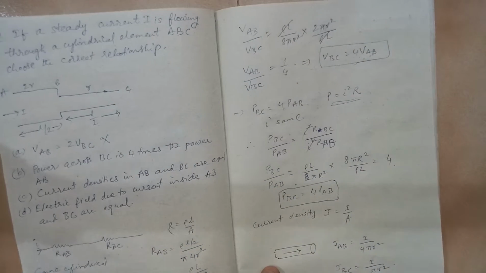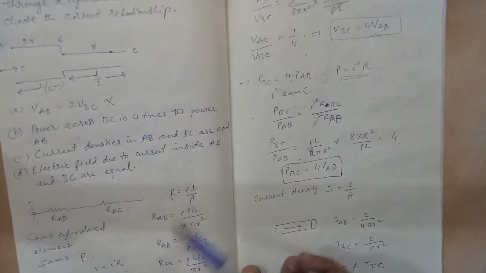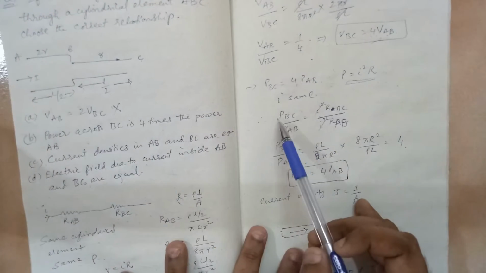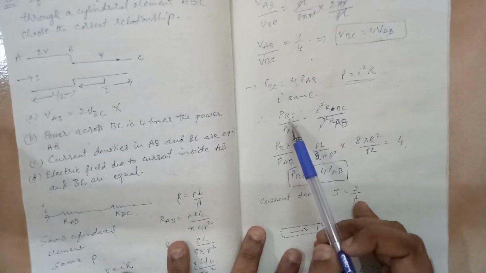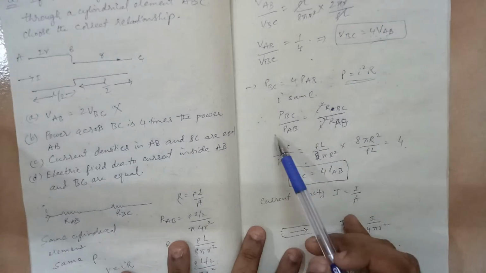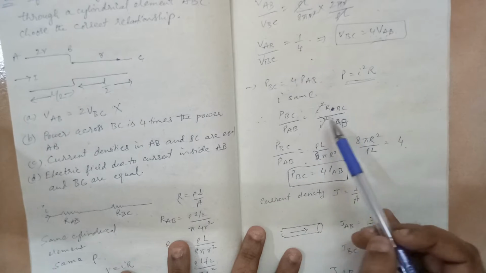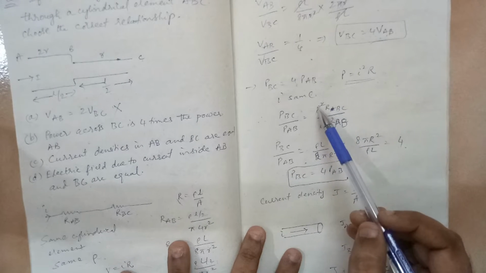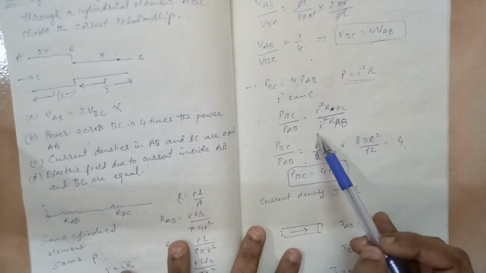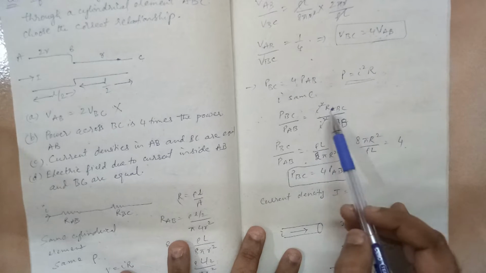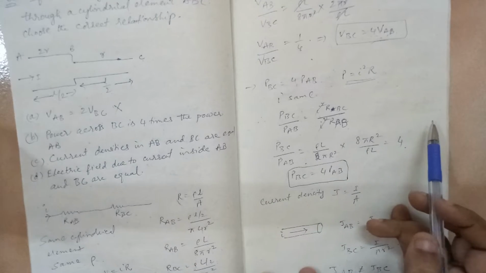Okay, so same as what we have done here, we will do the same thing here. We will calculate PBC, which is power across BC, divided by PAB. The I value is same for both the cases, so it will be I square RBC divided by I square into RAB. I square cancels, so you are left with RBC by RAB.